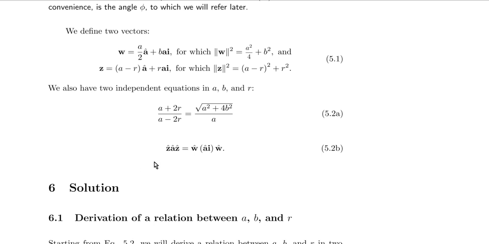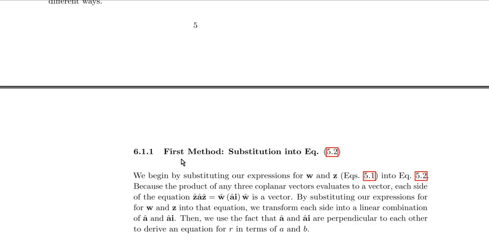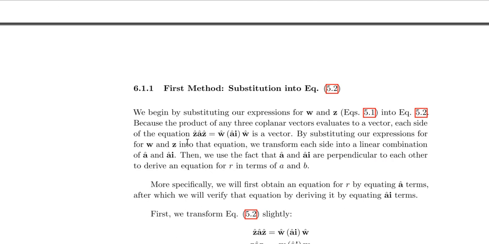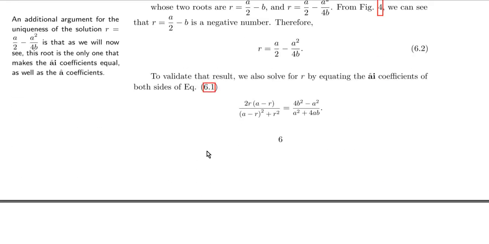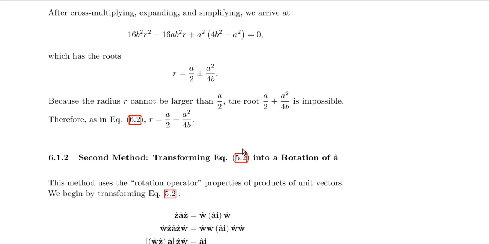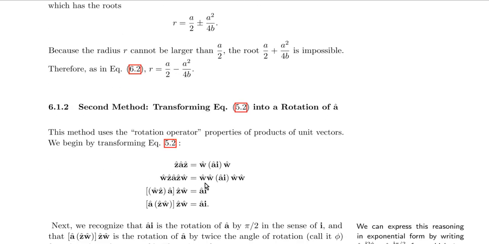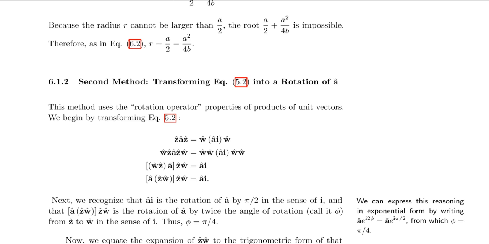Now we will use two different ways of getting an expression for r in terms of a and b out of this equation. One is a bit gnarly. I won't go into it here, but it works perfectly well. You can follow it in the PDF of the solution. I want to show instead the way that uses rotations, where we transform equation 5.2, which was this thing, into a rotation. And then it becomes really quite simple and not at all gnarly.